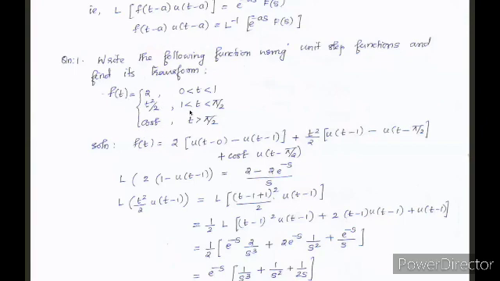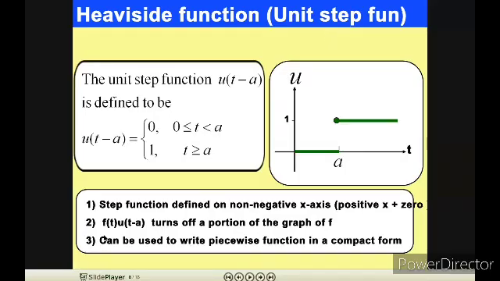So we can write the function. So the aim is to write the function f of t by using unit step function, and we have to find the Laplace transform of f of t using second shifting theorem. So as I said, third point, we can write, the unit step function can be used to write piecewise function in a compact form. Now we are going to write this function f of t in compact form.